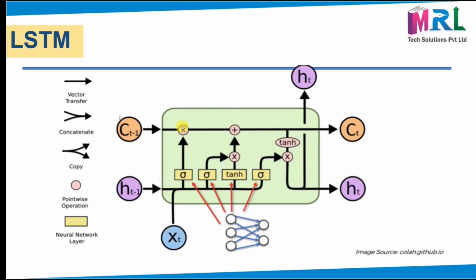This black line is called vector transfer. That means a group of numbers. This represents concatenate. Concatenate means these two are joined together, parallelly, not mixed, it is joined. And this is copy. The same values are passed into two areas. The same value is passed to the next block as well as to the output layer. And this is the point-wise operation. It is called a gate. So this is the thing that we are going to discuss.